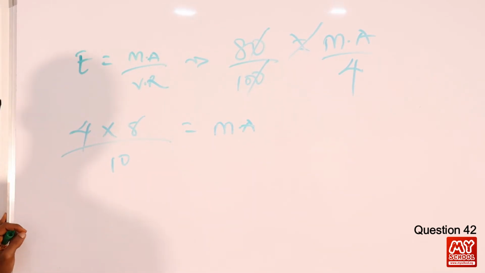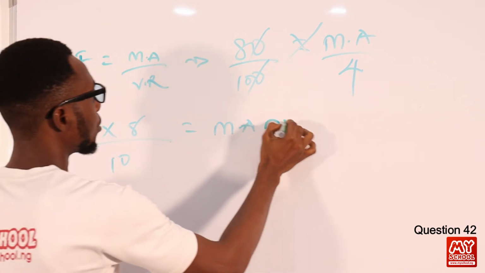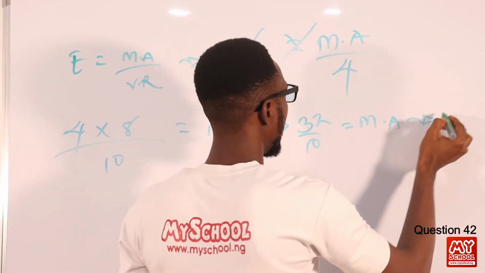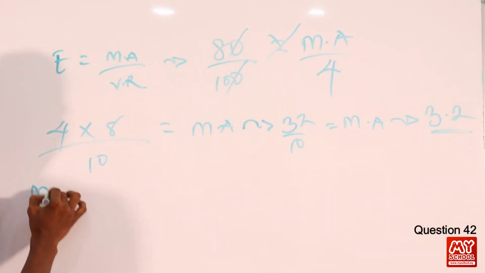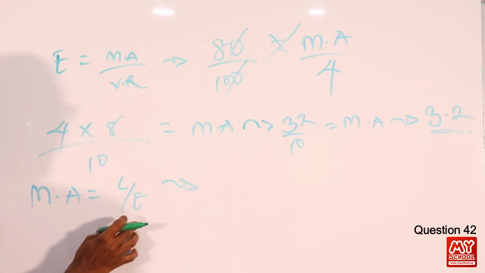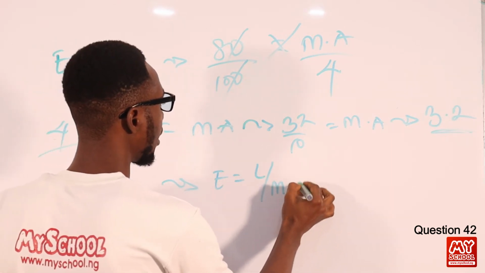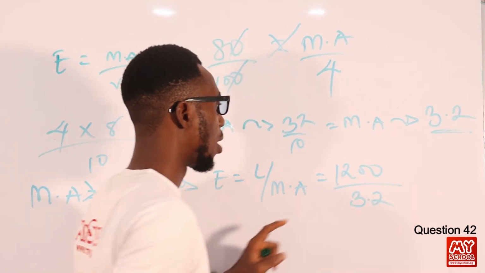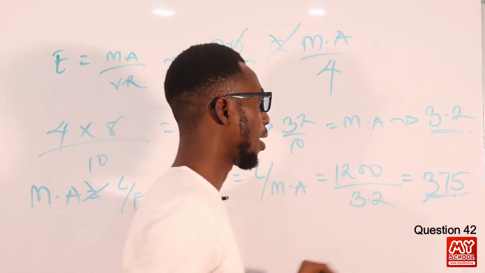So I have 4 times 8, that is 32. So I have 32 over 10 equals MA, and that is actually 3.2. Remember that MA, mechanical advantage, equals load over effort. So we are looking for effort. So what do we do? Effort equals load over MA, and the load we are given is 1,200 divided by 3.2. If you carry out this division, we should have 375. So that is the effort, 375.